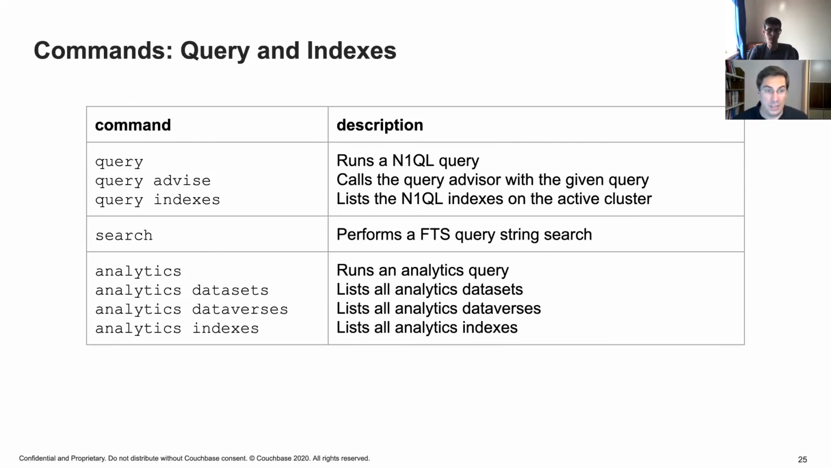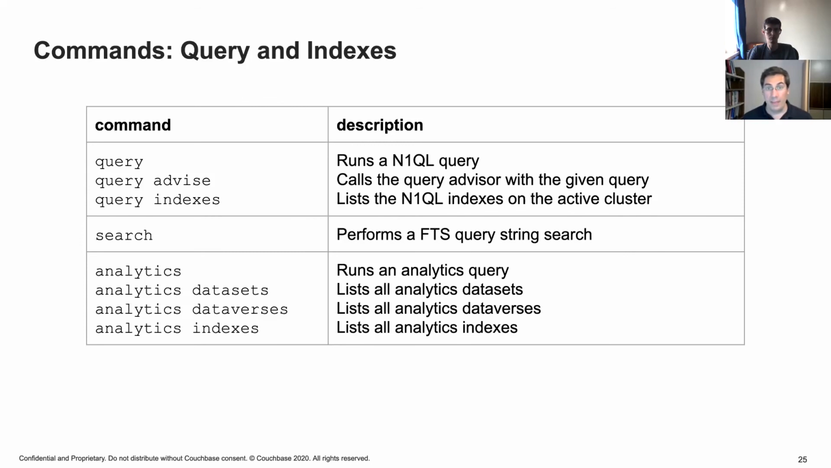On the query side, there are different commands available, for query, analytics, and search. In addition to performing a N1QL query, you can also use the query advisor. You can list the indexes that are defined on your cluster, and you can do the same thing for the analytics service. In addition, you can also list datasets and dataverses. And with search, you can perform search queries. We are also planning to add indexes for search, all the different ways you can search, etc. So this is all in progress.